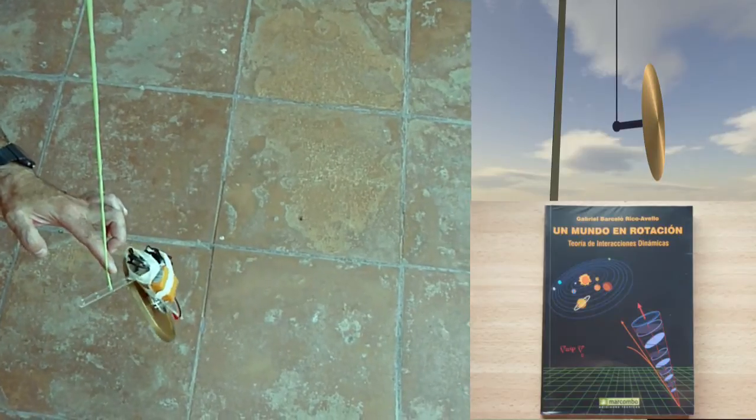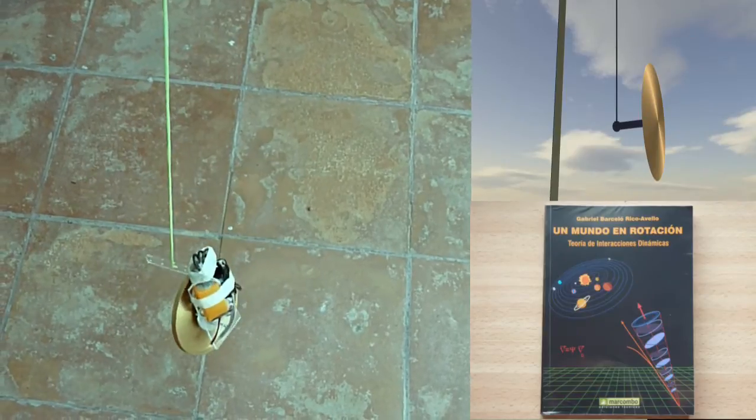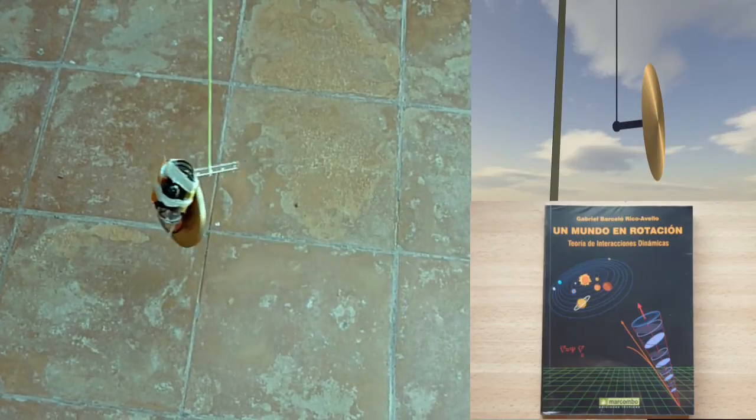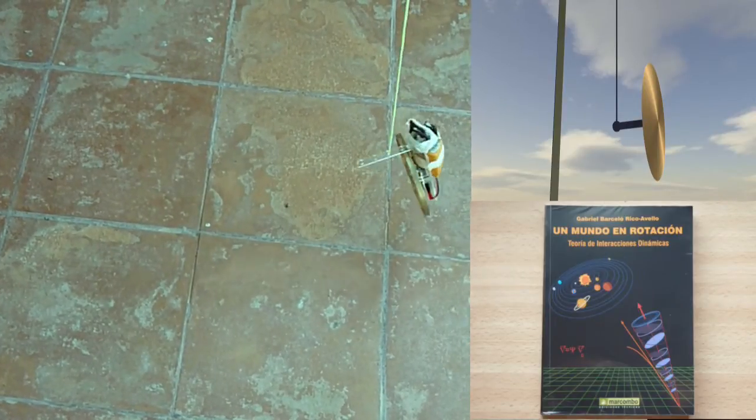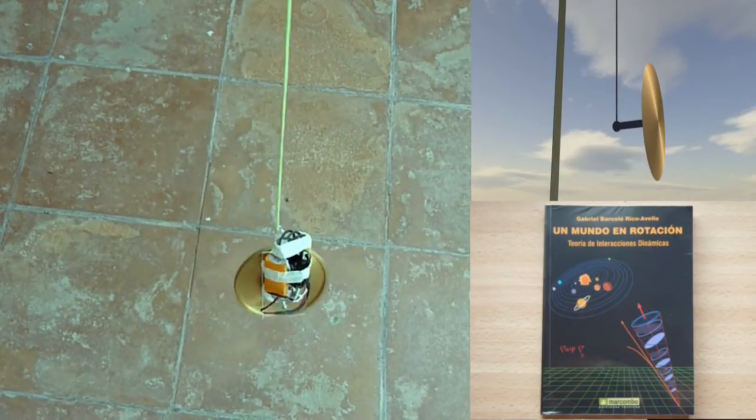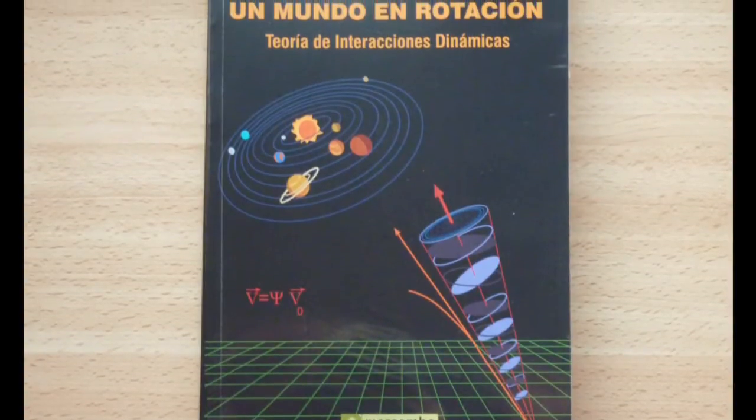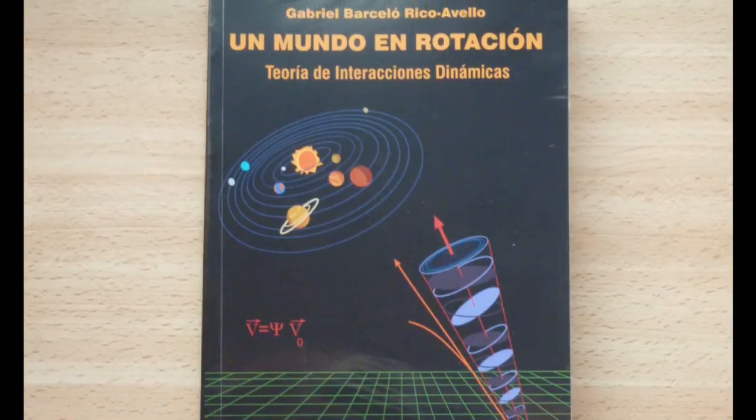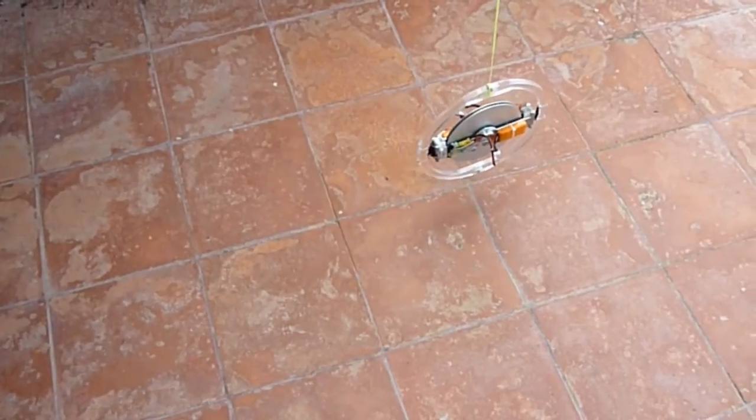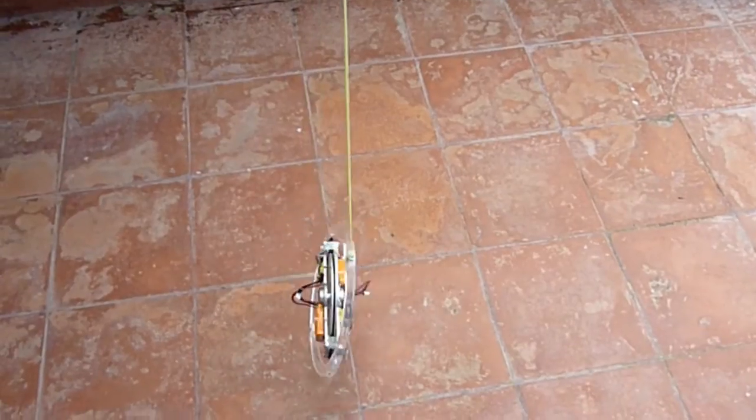This audiovisual document provides an outline of the behavior, from a mechanical and dynamic point of view, of a new pendulum. This is a device developed following the principles contained in the theory of dynamic interactions set out by Professor Gabriel Barceló in his publication Un Mundo en Rotación in 2008. We have not found any previous historical references for this pendulum. Hereafter we refer to this pendulum as the Pendulum of Dynamic Interactions, PDI.